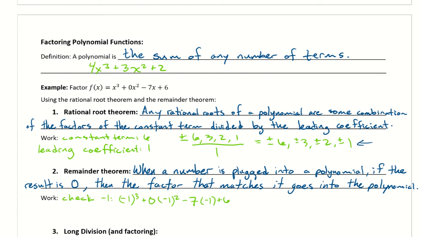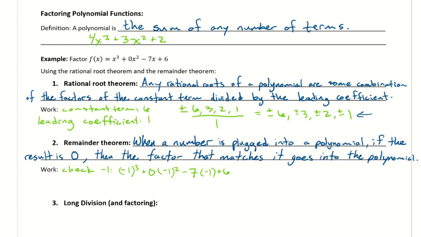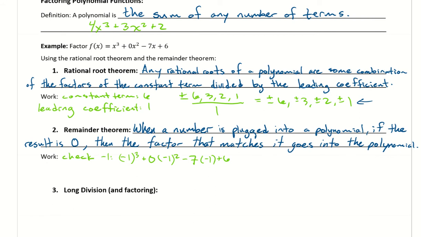So as you can see here, I've plugged in -1 for x in this polynomial, and now I just need to evaluate. Notice that I used parentheses because if you don't, you're going to lose track of your negatives and you're going to make mistakes. So negative 1 cubed is negative 1. 0 times anything is 0. Negative 7 times negative 1, that's plus 7. And then plus 6. So this ends up equaling 12, which does not equal 0. Therefore, negative 1 is not a root.